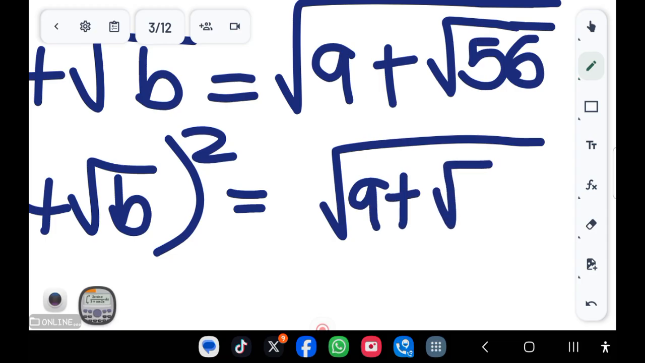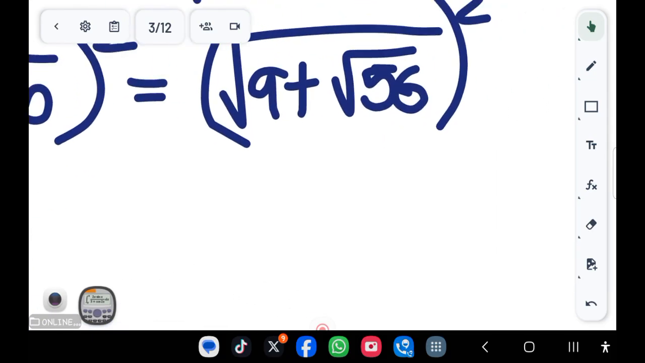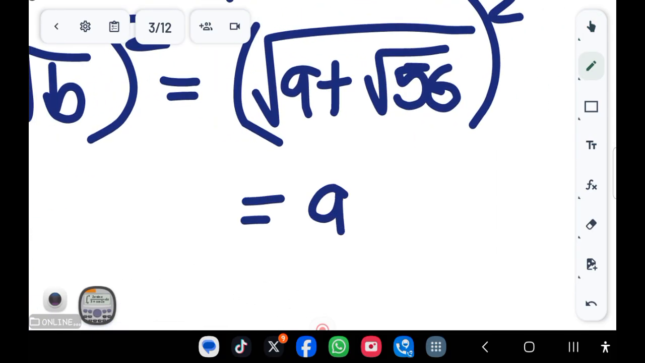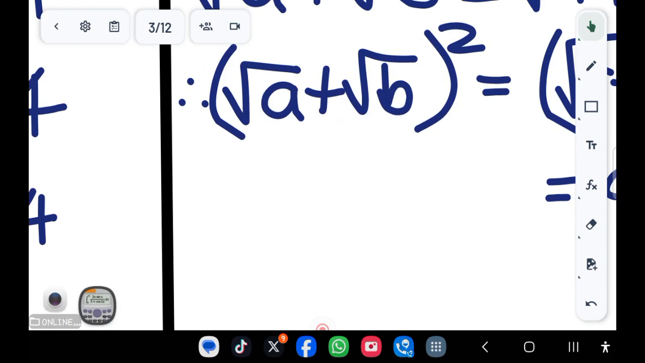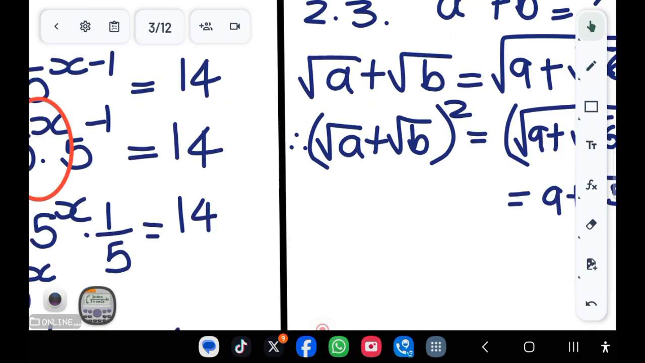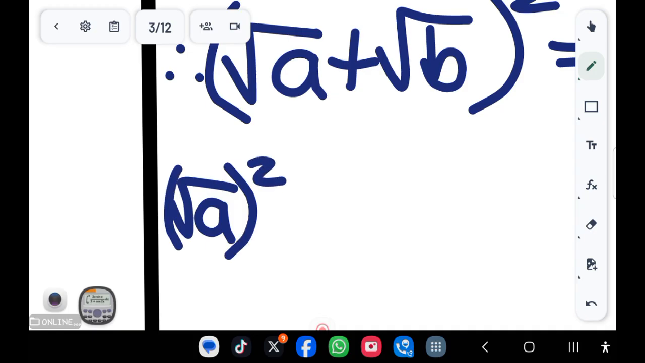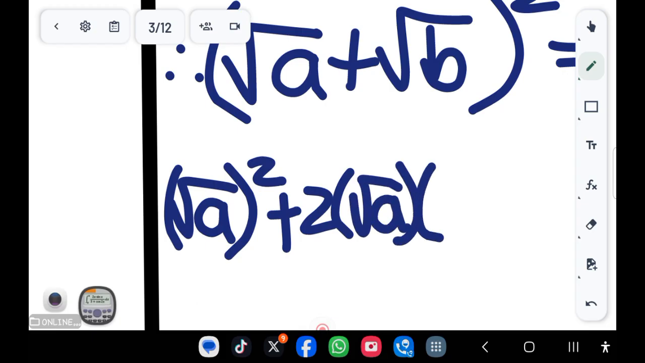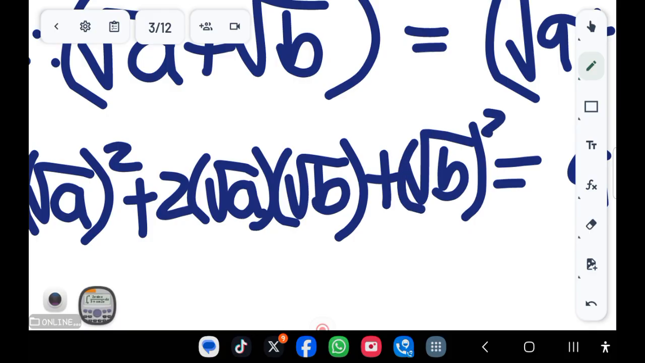Alright, we square both sides. Now the right hand side simply becomes 9 plus square root of 56. That's what you do. You just remove the square root sign. Now on the left hand side, you can use the square of a binomial, or you can use FOIL to multiply this out. I prefer the square of a binomial. That is the square of the first term plus 2 times the product of the terms plus the square of the last term with its sign.